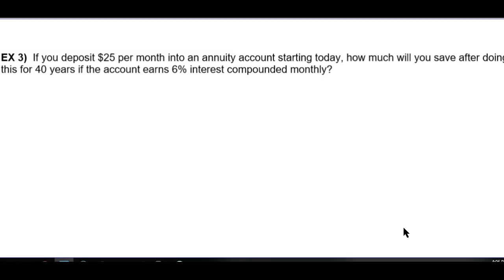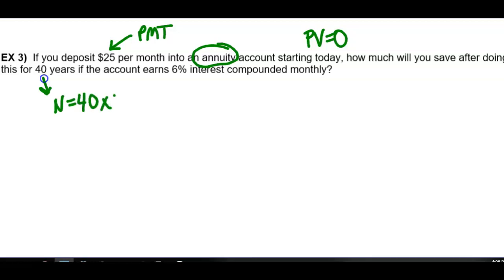All right, if you deposit, so this is an annuity question. So this means your payment you're putting in every month is $25. Starting today, so your present value is 0. How much will you save after doing this for 40 years? So N is going to be 40 times 12. I is 6%. And compounded monthly just means you're going to do 12 and 12 down at the bottom there. So we are trying to figure out the future value.